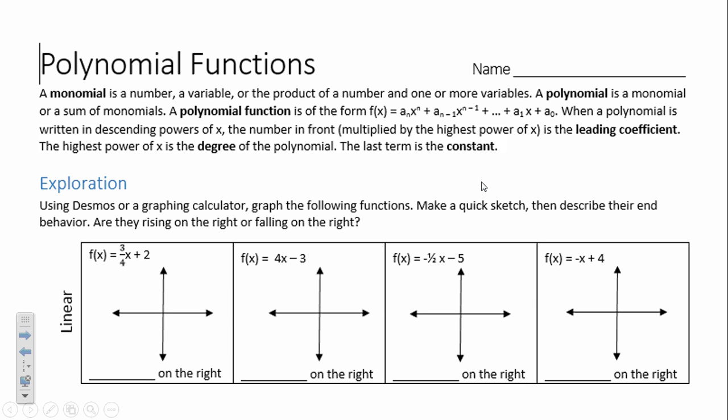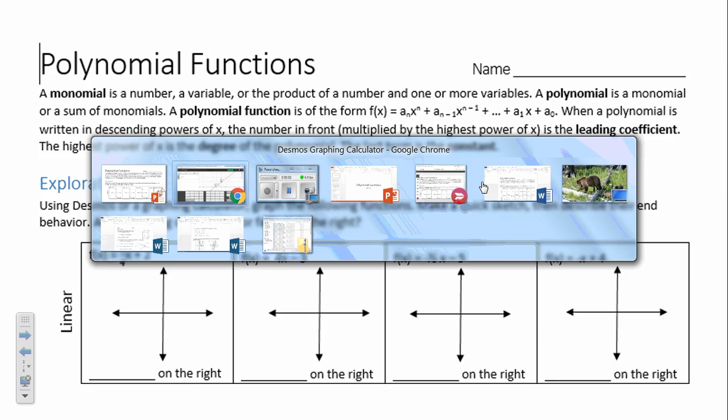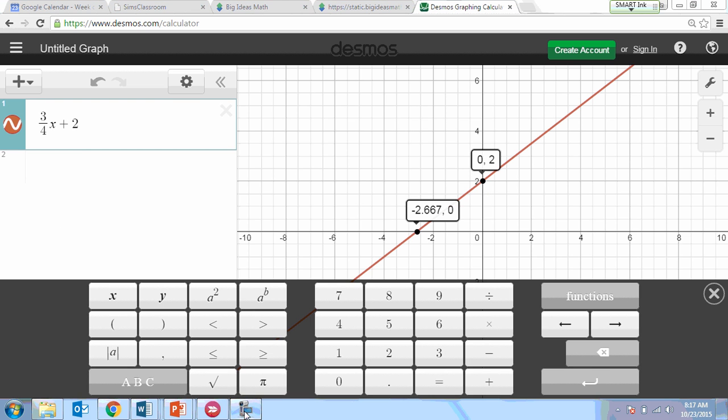You're going to type 4x minus 3 in Desmos in that same spot, or you can do it in a new graph, doesn't matter. Just don't confuse yourself by having too many. Then sketch it on your paper using those intercepts that they give you, x and y intercepts. And then tell me if it's rising or falling on the right. Okay, that one's rising as well. So write down rising.